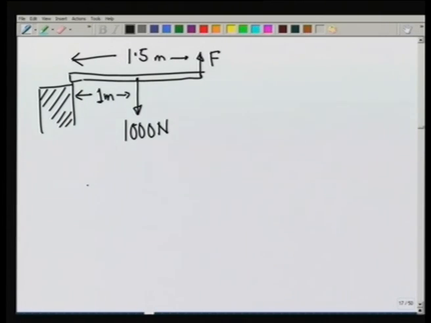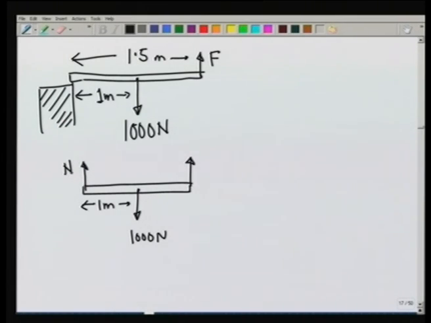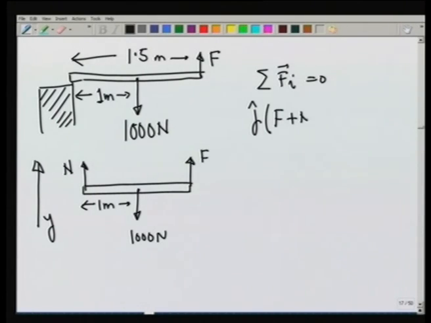If I look at the beam, the forces that are being applied on the beam are the force by me, the force of 1000 newtons at a distance of 1 meter from the support, and the support would also be applying a force N. So, the first condition, that summation F_i is equal to 0, gives me, if I assume this to be the y direction, j unit vector, F plus N minus 1000 is equal to 0, or F plus N is equal to 1000. That is condition 1.